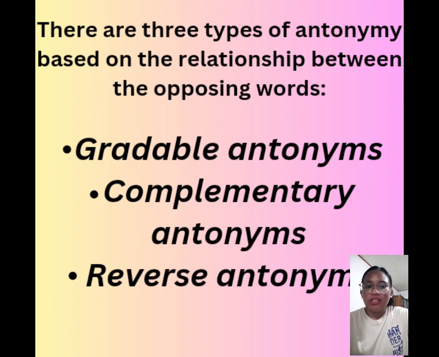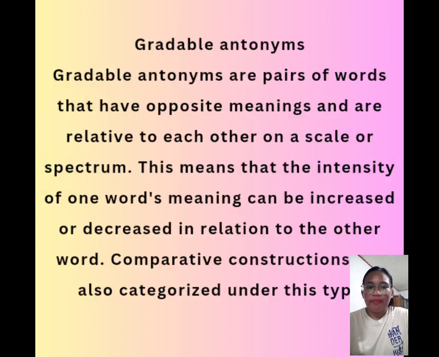There are three types of antonymy based on the relationship between the opposing words. First is gradable antonyms. Second is complementary antonyms. The third one is reverse antonyms. Gradable antonyms are pairs of words that have opposite meanings and are relative to each other on a scale or spectrum. This means that the intensity of a word's meaning can be increased or decreased in relation to other words. Comparative constructions are also categorized under this type.